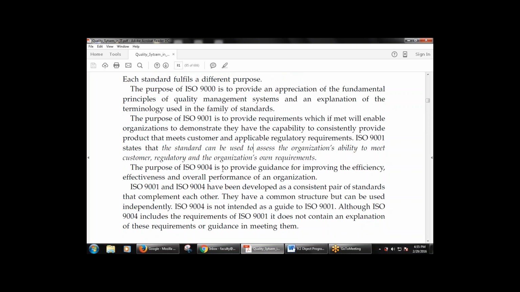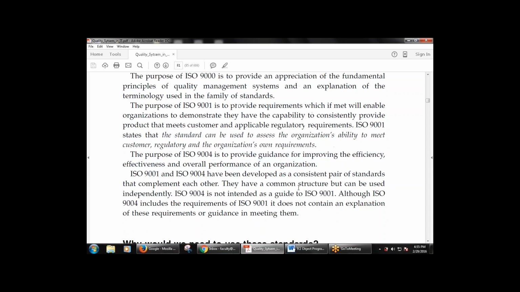And the purpose of ISO 9004 is to provide guidance for improving efficiency. That means it provides guidance for improving the efficiency, effectiveness, and overall performance of an organization. That is the main aim of the ISO 9004 standard, on how to improve the efficiency, effectiveness, and overall performance of the organization.